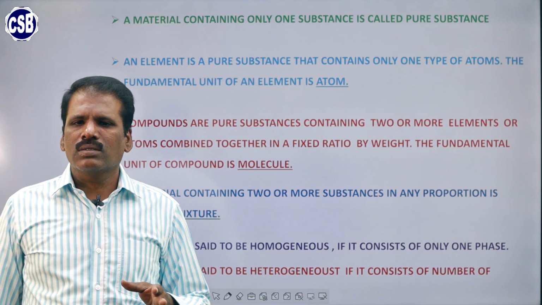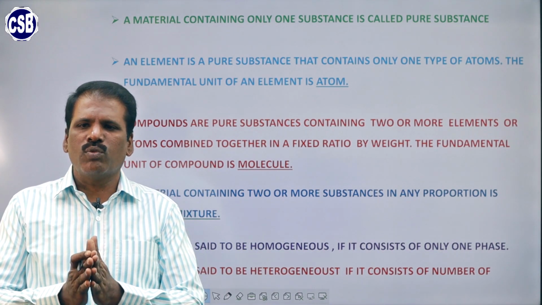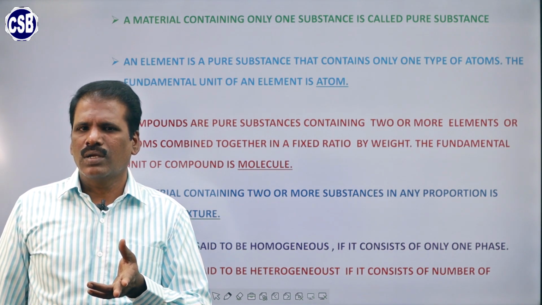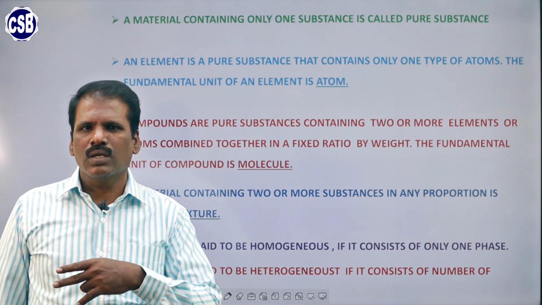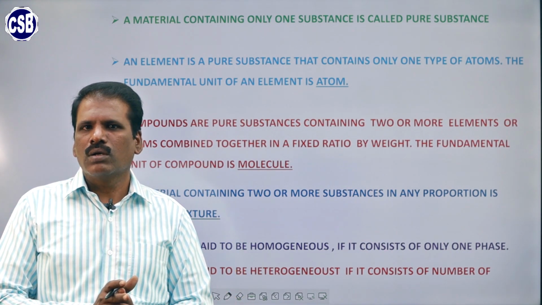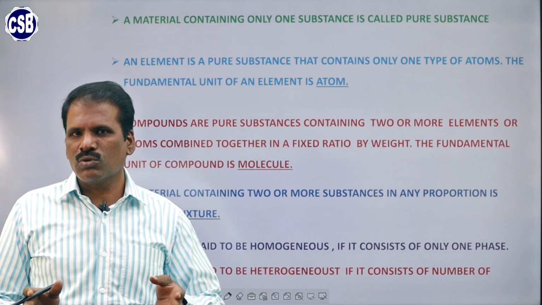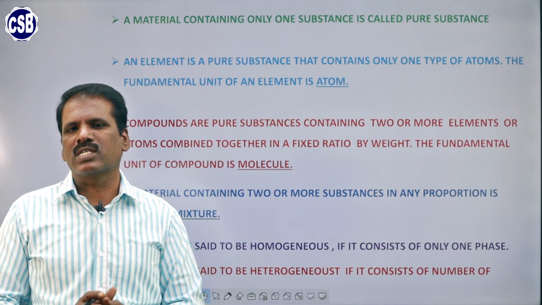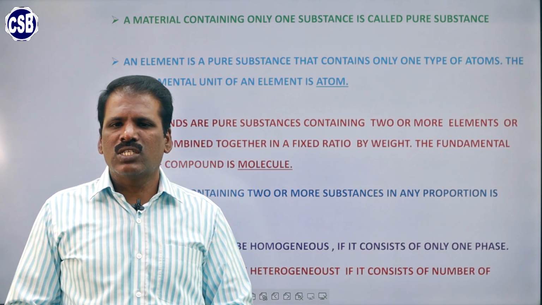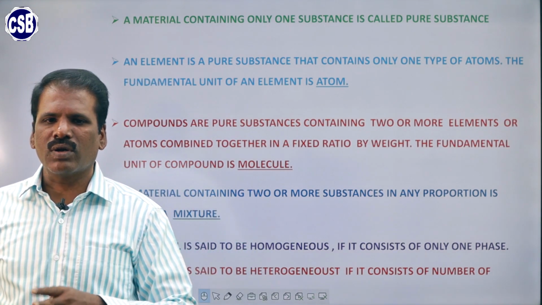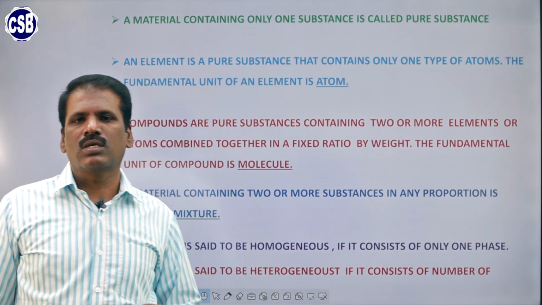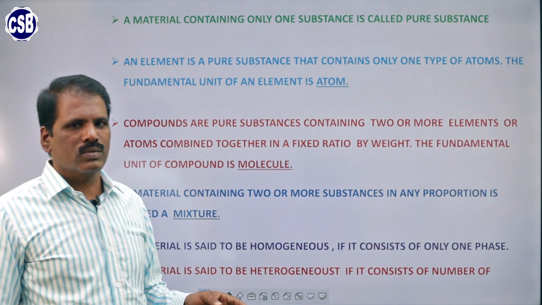A material containing two or more substances in any proportion is called a mixture. So what is the difference between compounds and mixtures? In a mixture, the substances may be combined together in any ratio, but in compounds, two or more elements are combined together in a specific ratio. That is the major difference. A material is said to be homogeneous if it consists of only one phase. If more than one phase is there, that mixture is called a heterogeneous mixture.